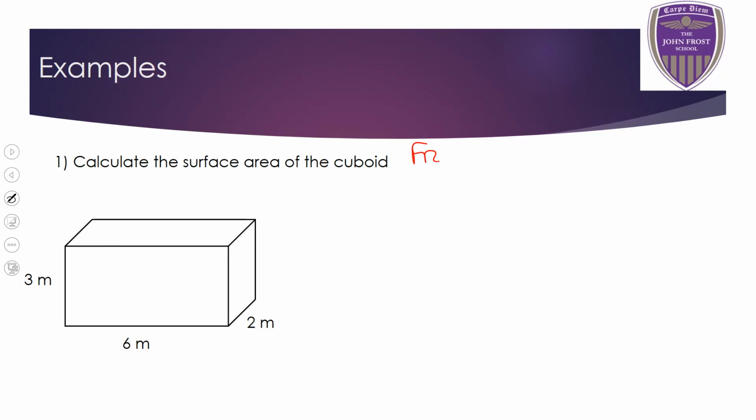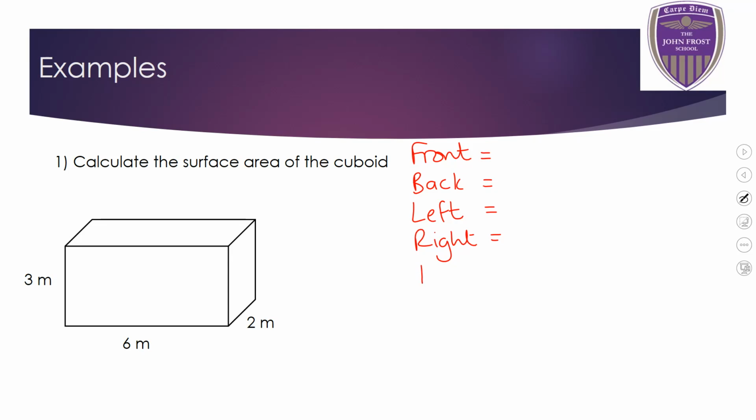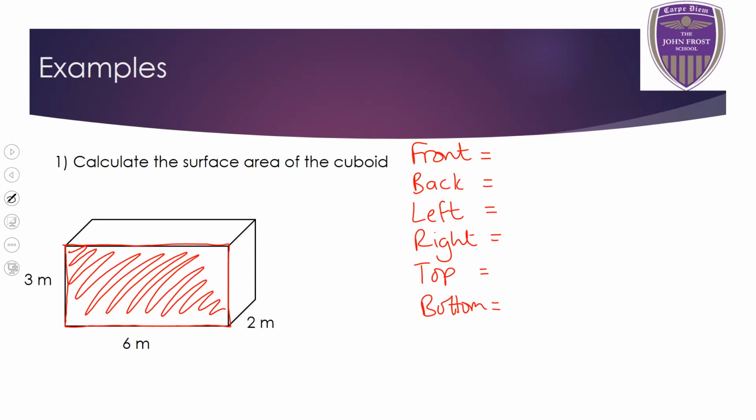So the long method of working this out, I'm going to show you first of all, is we're going to work out the area of all 6 different surfaces, okay? And then we're going to add them together afterwards. All right, so we've got front, back, left, right, top, and bottom. Okay, so I'll do them in different colors on the diagram to hopefully help you see it better. All right, so the front is just this flat 2D rectangle that I'm shading at the front here, okay?